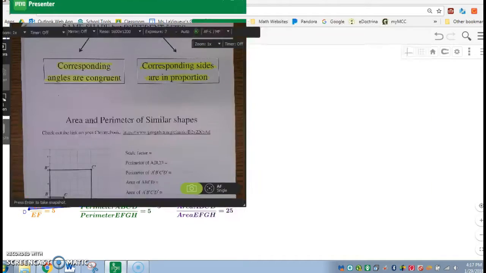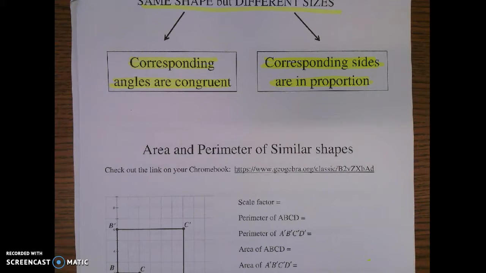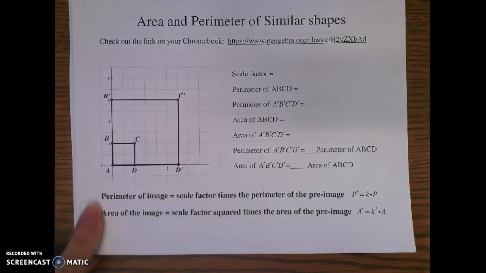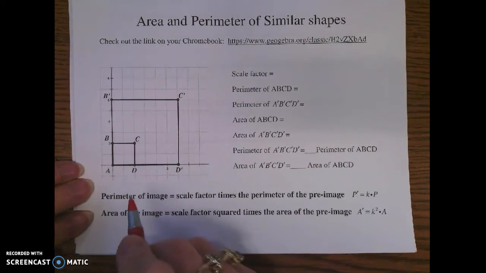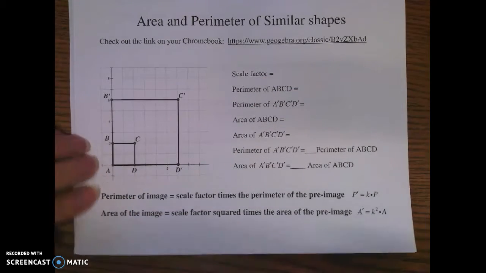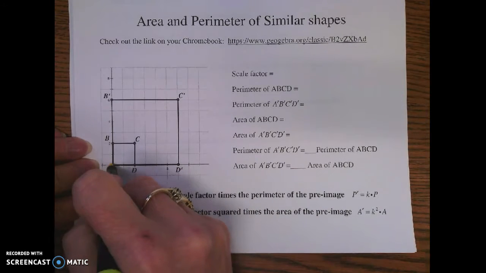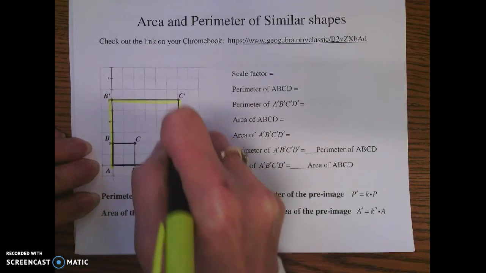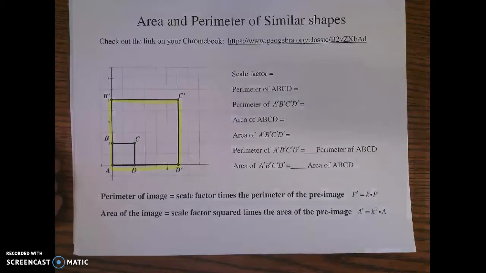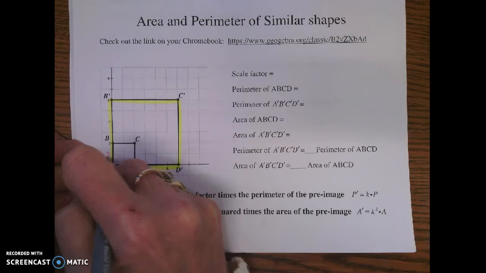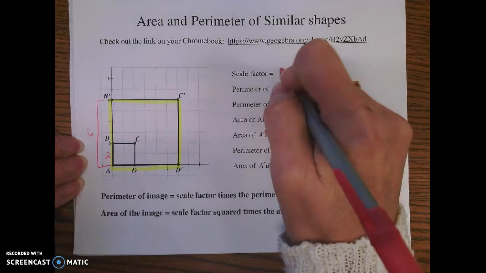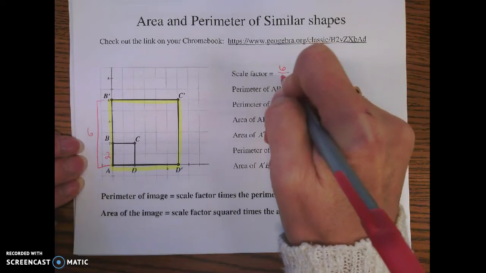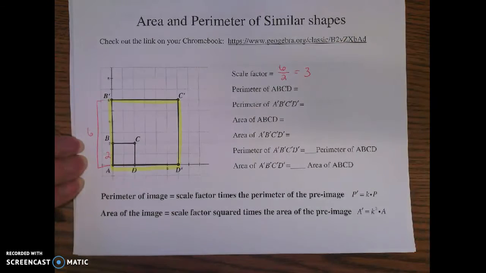So if we now go back to the notes, area and perimeter of similar shapes. I'm going to demonstrate it here again. It says find the scale factor. So if we look at this, A prime, B prime, C prime, D prime is the image. I'm highlighting that one so it stands out. It got bigger. This side length right now is 2, and the side length of the image is 6. So scale factor is your image's length divided by the pre-image's. So the scale factor is 3.